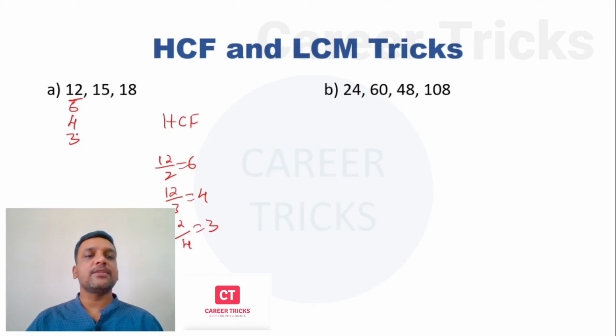The next factor I am taking is 3. 15 is divisible by 3. Yes. 18 is divisible by 3. Yes. 12 is divisible by 3. Yes. Then the HCF is 3. This will be the HCF.